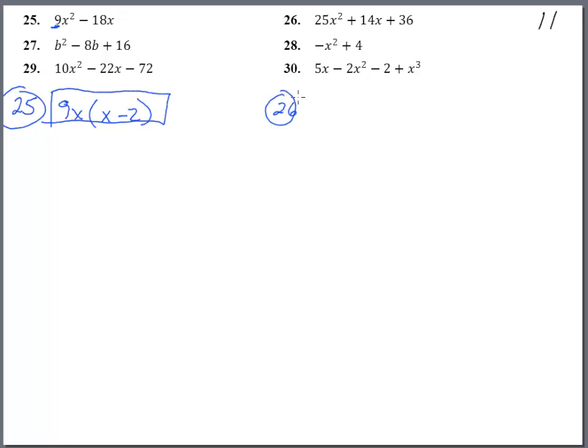Number 26. 25x squared plus 14x plus 36. Ooh, I'm tempted to look at that. Perfect square, perfect square. Let's see if we get 5x plus 6 squared. 5x plus 6. And we get 25x squared. Yeah, and a 36 on the end. That's a 30 and a 30.